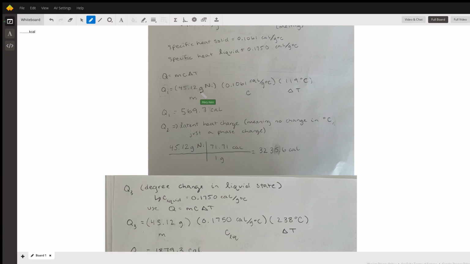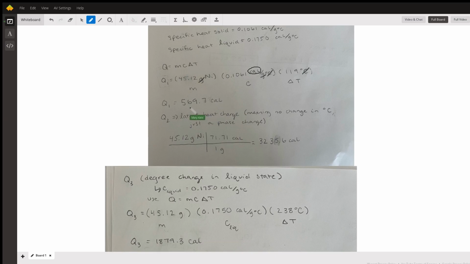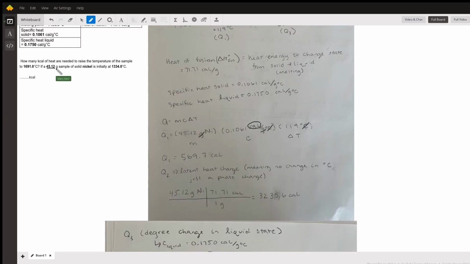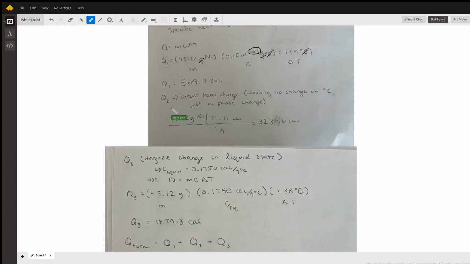So always make sure that you're crossing out your units to make sure that you end with the right units. So that grams cancels out with that grams here because that's in the denominator. And then degrees Celsius is also in the denominator, so we're going to cancel that out here. And we're left with calories as our units. If you multiply that together, you'll get 569.7 calories. I did that in 4 sig figs because we have that given mass that also has 4 sig figs.